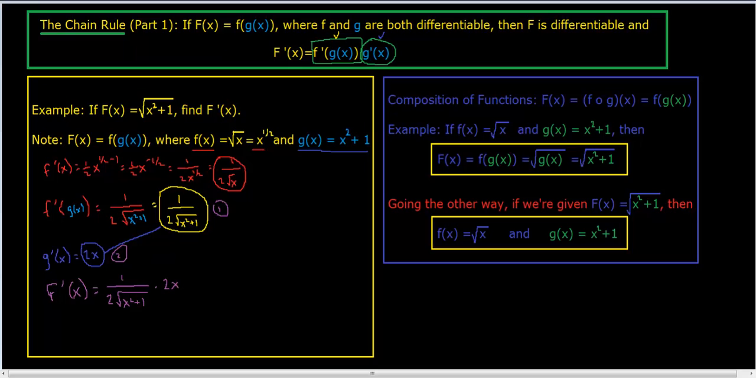And we can simplify just a little bit. These cancel. And so we're left with x up top over the square root of x squared plus 1. And there's our answer. This expression is the derivative of our original f of x. I hope this helps clear up a little bit about the chain rule. We'll take another look at some further examples in later videos.